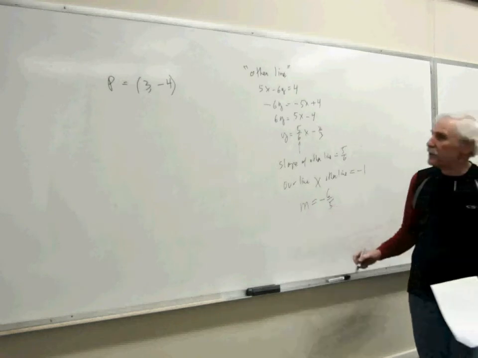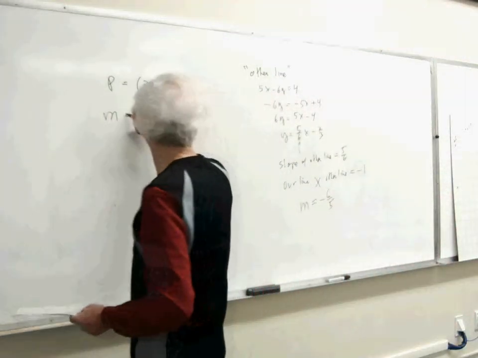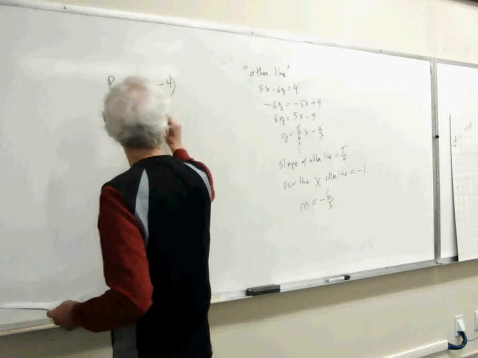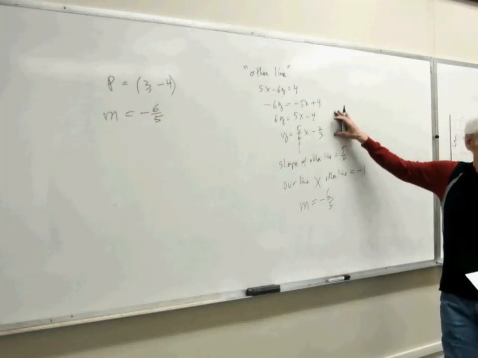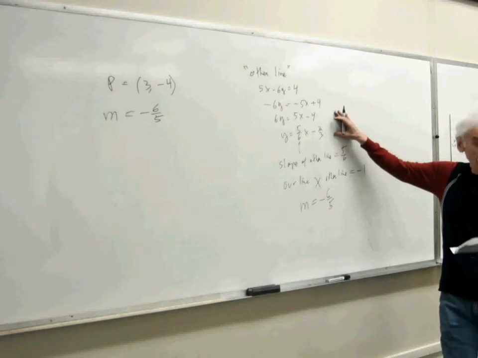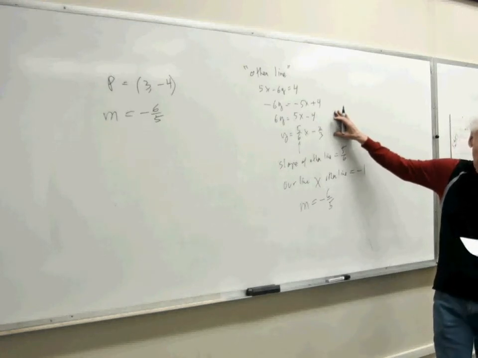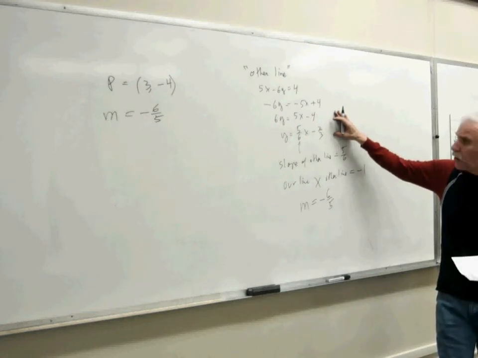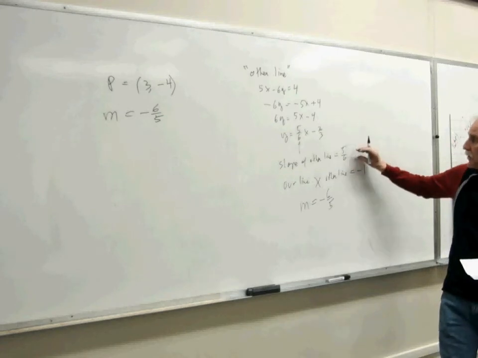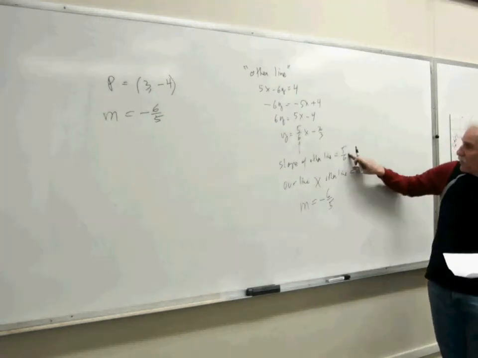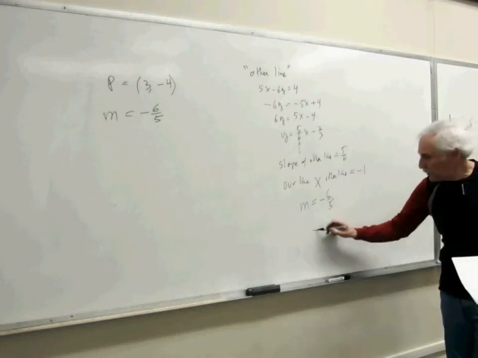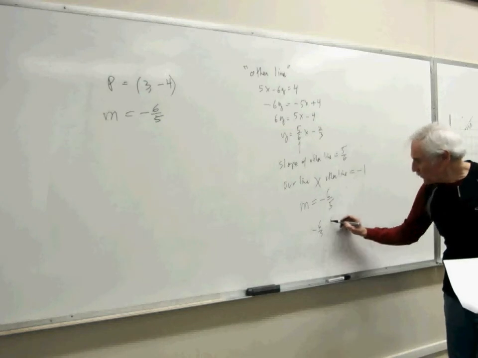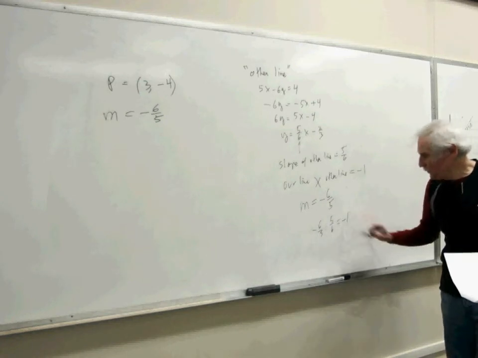Okay, so now we know the slope of this line that we're after. Because we found the slope of the other line, we know the slope of the other line times the slope we want to find is minus 1. So, therefore, our slope has to be something that when multiplied by 5/6 you get minus 1, and that would be minus 6/5. I think you'll agree that minus 6/5 times 5/6 is equal to minus 1.